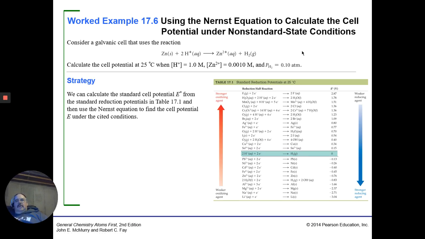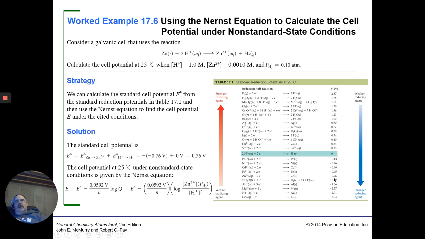Okay, we would want to calculate the standard potential. Hydrogen is 0. Zinc is negative 0.76 for the reduction, but zinc is actually undergoing oxidation, so it would be positive 0.76. So the standard potential would be 0.76. So this is the equation we would use.